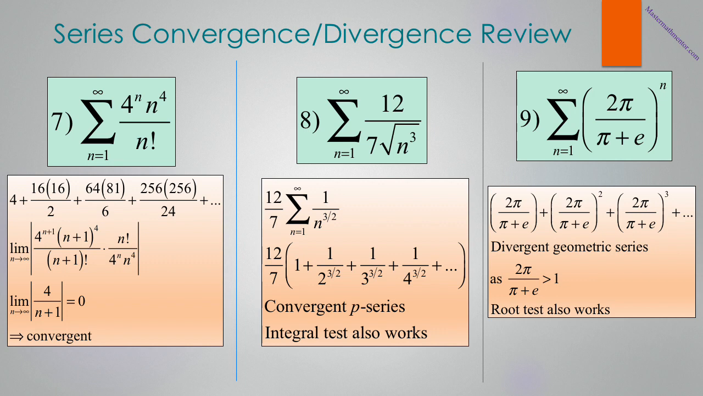Number 9 reads the summation n equals 1 to infinity of the quantity 2 pi over pi plus e, raised to the n power. When expanded, this is 2 pi over pi plus e, plus 2 pi over pi plus e quantity squared, plus 2 pi over pi plus e quantity to the third, plus ... This is a geometric series, and it is divergent, as the expression 2 pi over pi plus e is greater than 1. We could also apply the root test here as well.